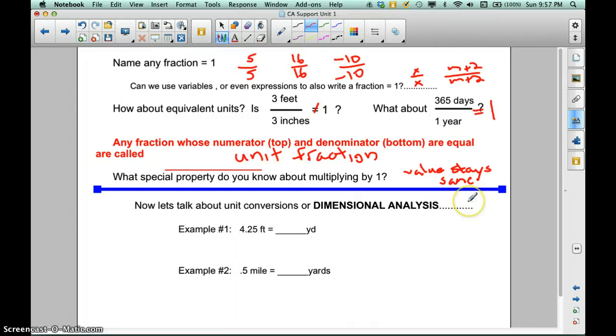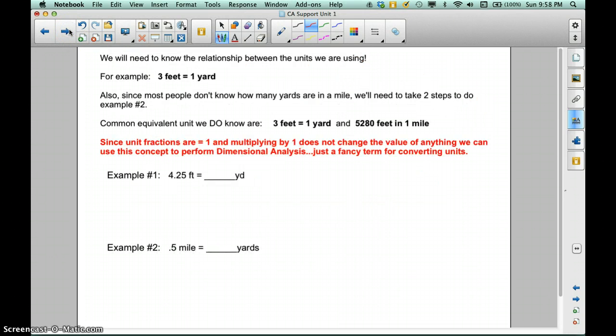We're going to use this concept of multiplying by 1 and using unit fractions with equivalent numerator and denominator to do something called dimensional analysis. And you can see in my examples here, we'll be changing things like 4.25 feet and figuring out how many yards that is, or 0.5 miles and figuring out how many yards that is. Using dimensional analysis, we can change any unit into another unit.